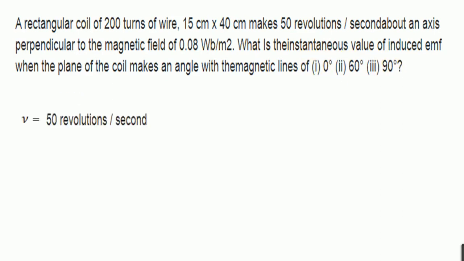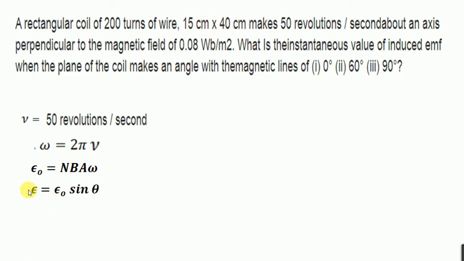Out here frequency is given, omega is not given, so it is 50 revolution per second, that means 50 hertz. So we can find omega using this formula, omega is equal to 2 pi times frequency, and you can find E naught also, that is nBA omega. To find the area you have to use SI unit, so you have to convert this into meter.